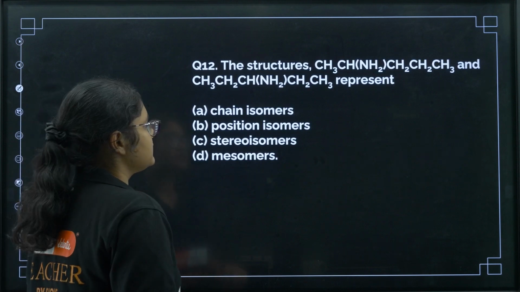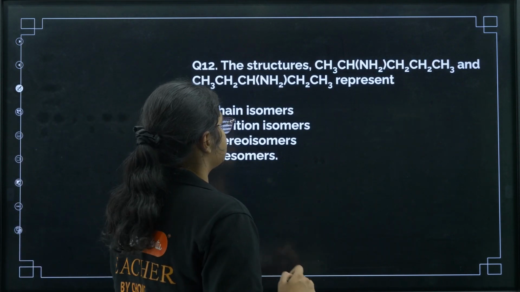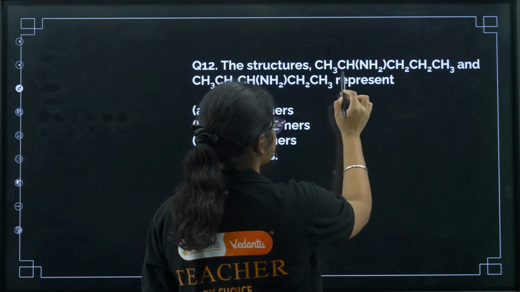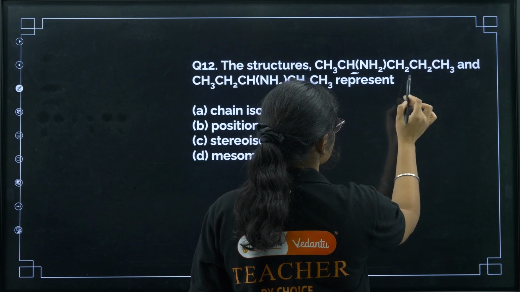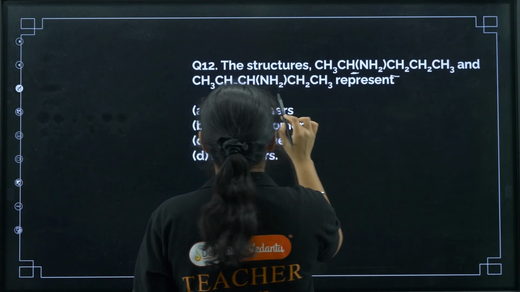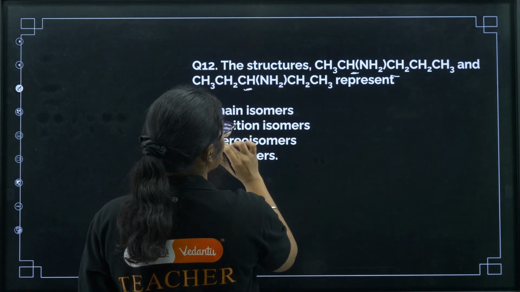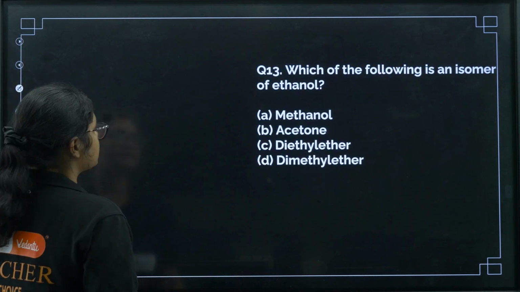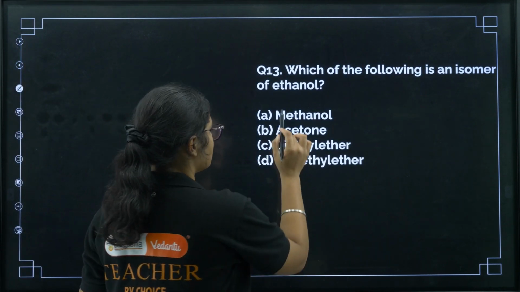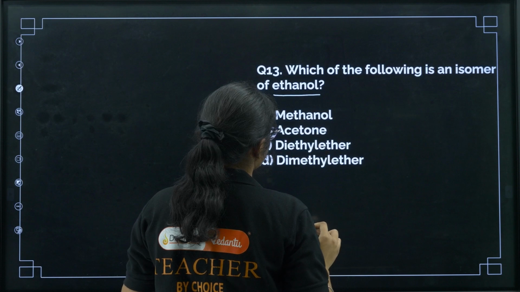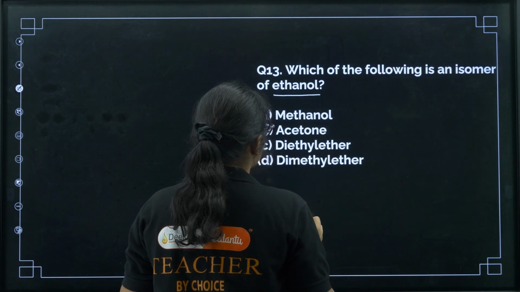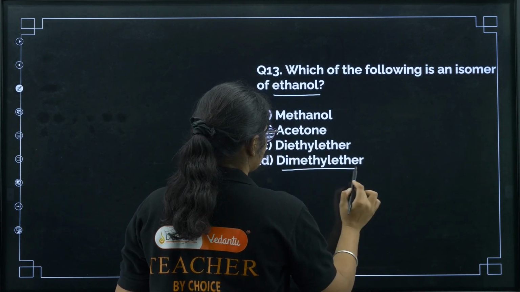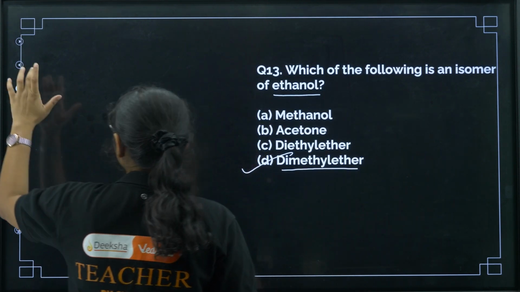Next, question number 12, the structures given represent what? So if you see, CH3, CH, NH2 is on the second carbon here, and here NH2 is on the third carbon, right? So these are your position isomers, option number B. Next we have, which of the following is an isomer of ethanol? So for the ethanol isomer, we have 2 carbons, right? So that is dimethyl ether, option number D.